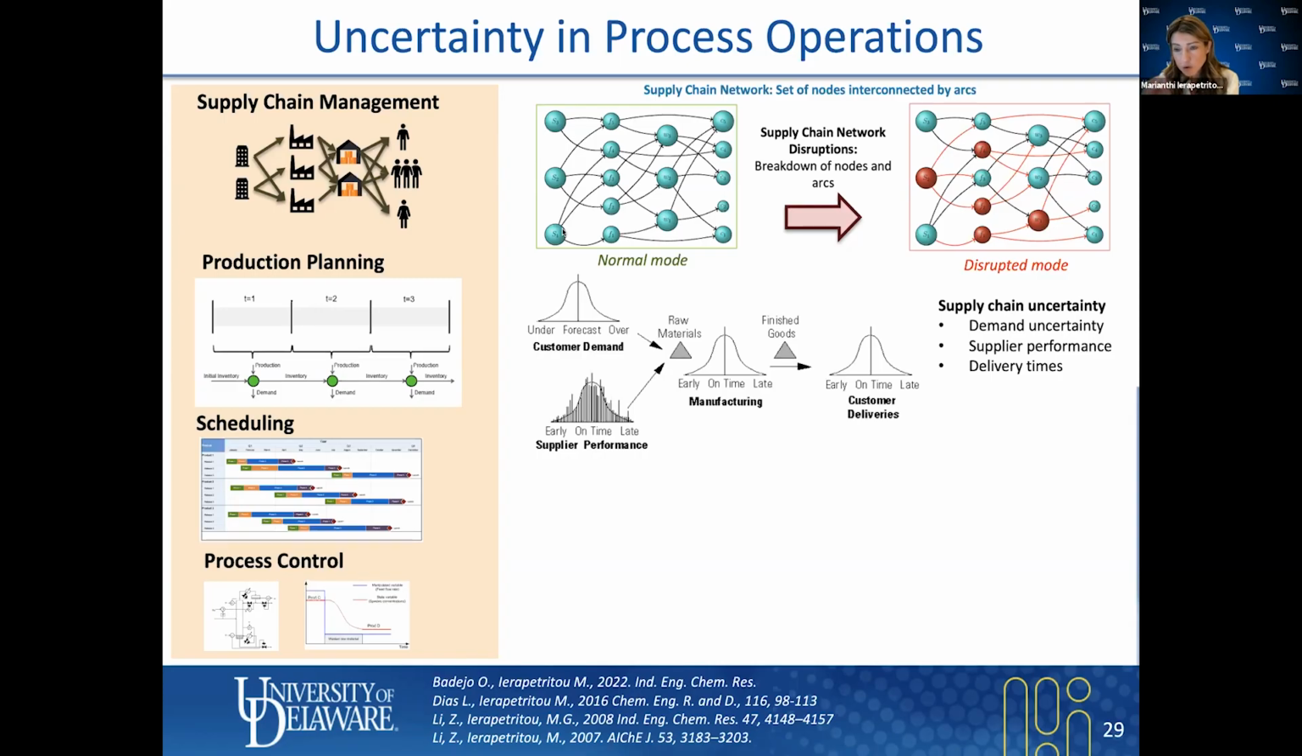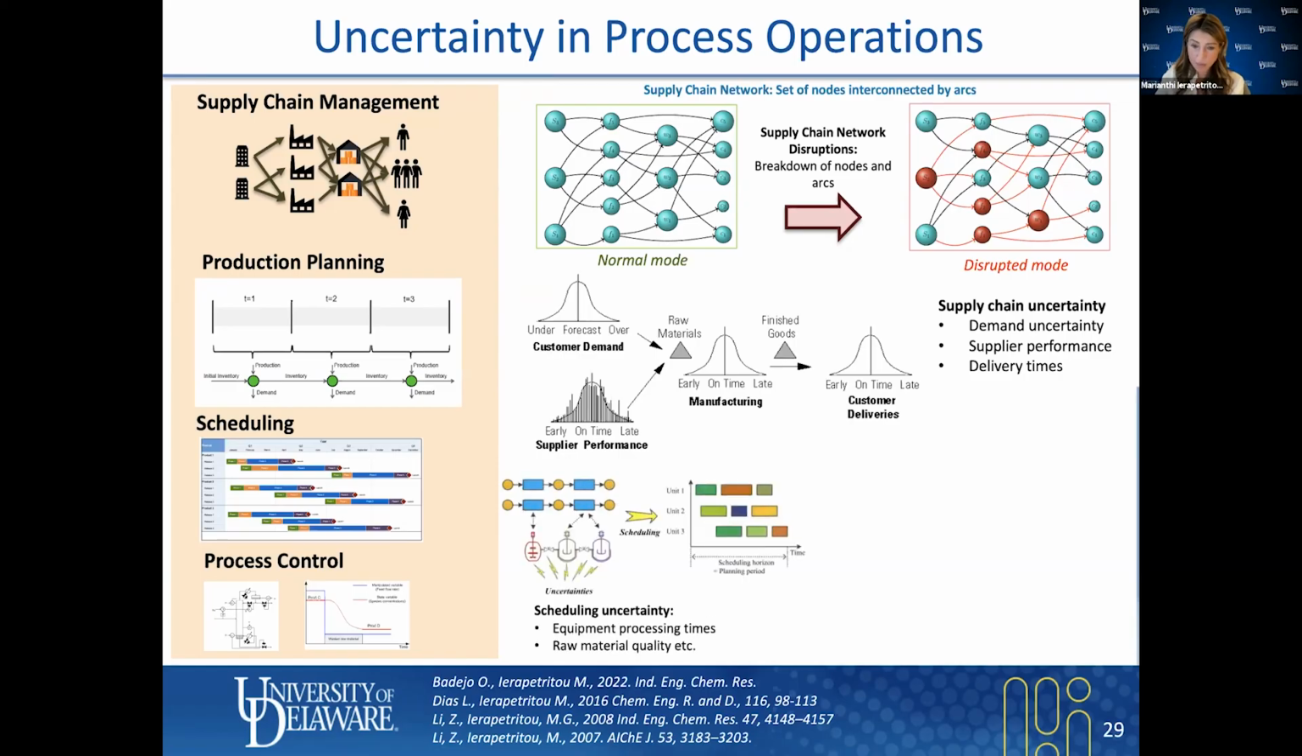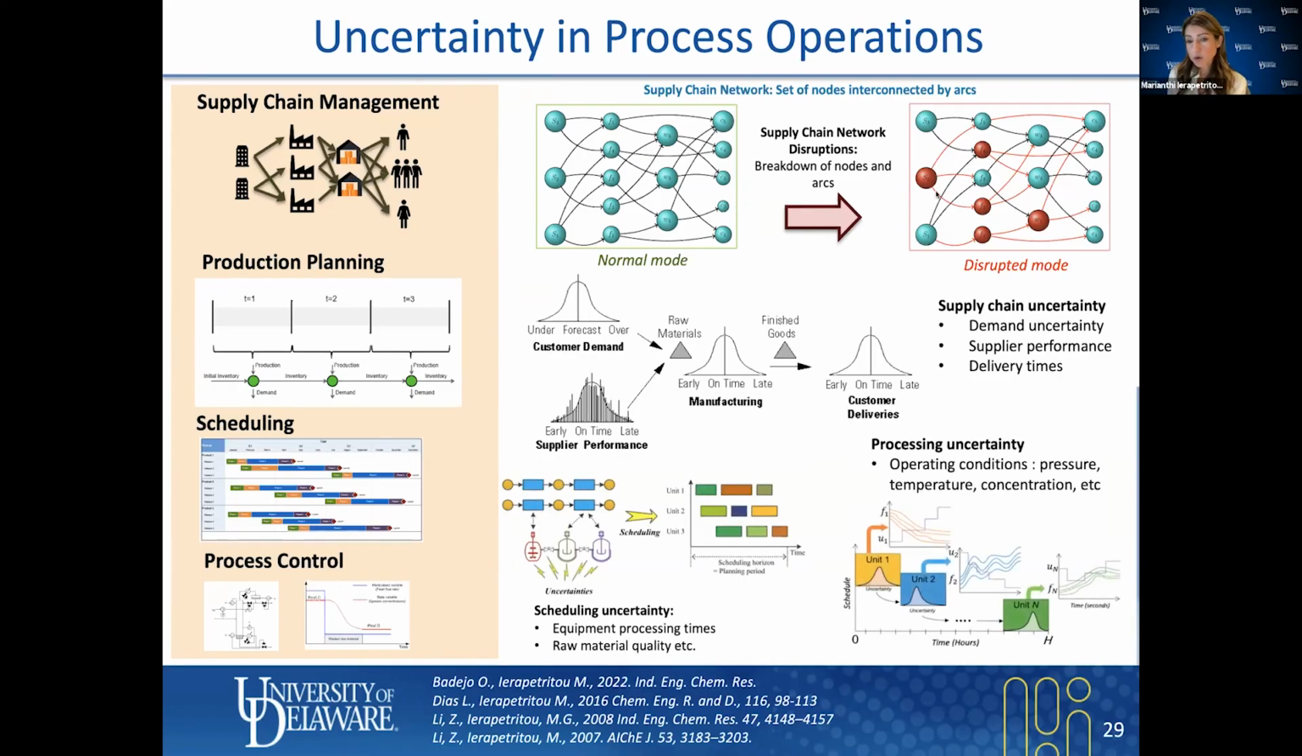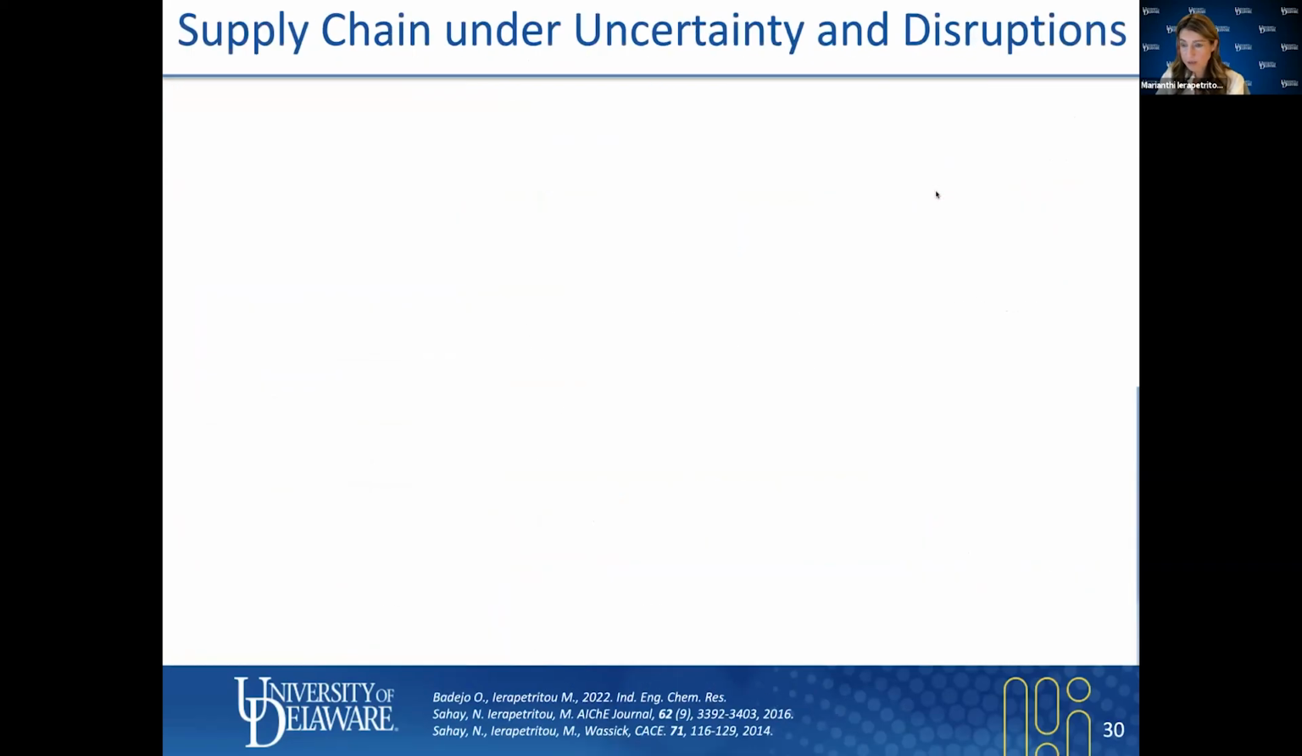And then, as you see in red on the right-hand side, those red nodes are the disrupted nodes. On top of that, you have uncertainty that comes from what we usually consider in the process systems engineering area, where we are capturing uncertainty in the demand, the supplier, or the delivery times. So what you would like to do is understand the interconnections between the disruptions, but also the uncertainty that comes from other components in the supply chain.